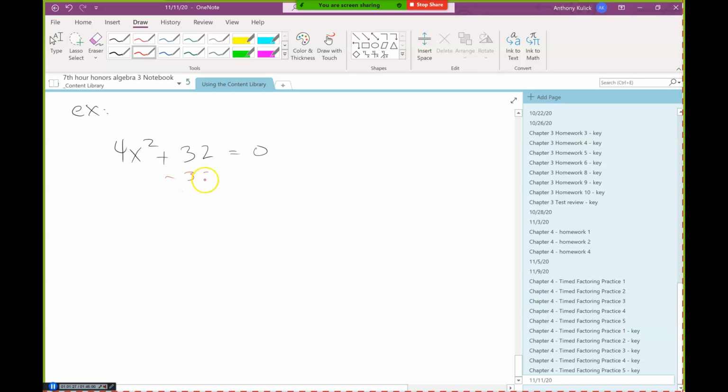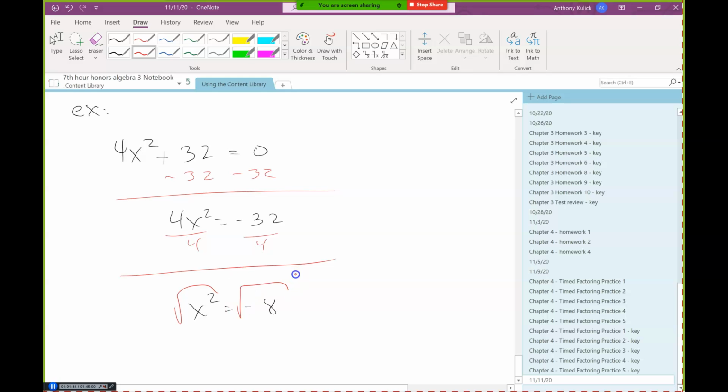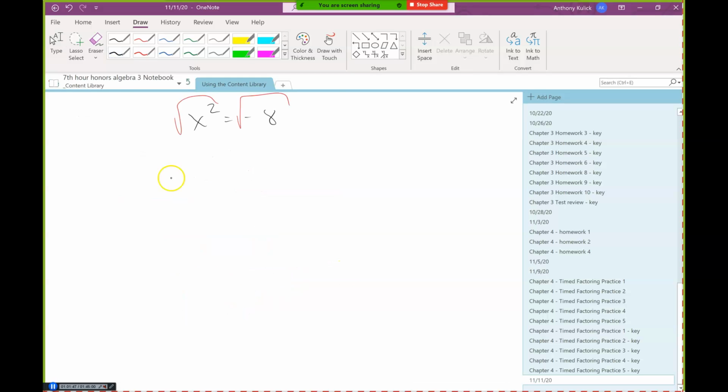Okay. So we'll just start by subtracting 32. And then we'll divide by 4. So that gives me x squared equals negative 8. And we'll square root both sides. So the square root, when we do that to both sides, creates a plus or minus. We have a negative, so that's going to create an i outside the radical. And then the square root of 8.